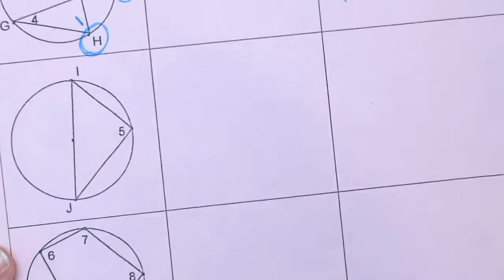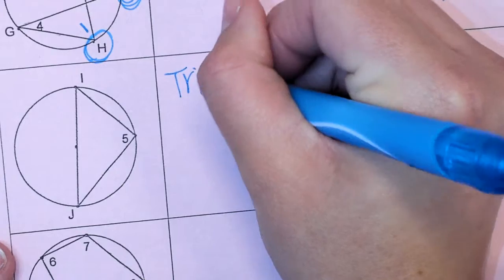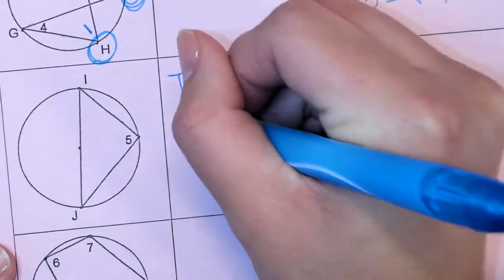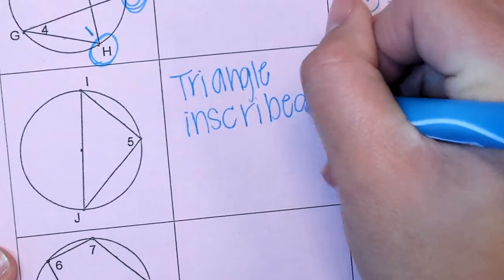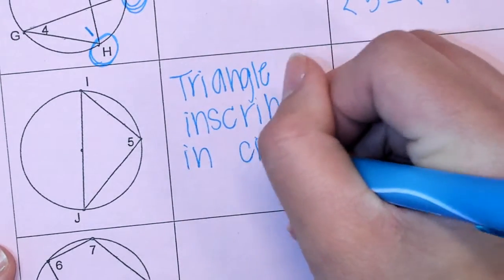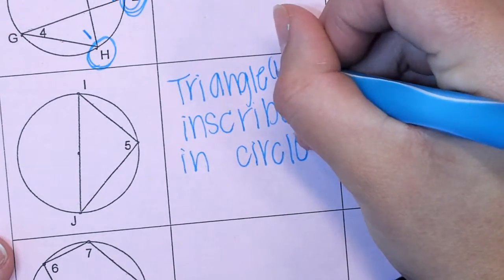Okay, so on your pink sheet, let's go fill in some important information. What's going on? What's happening? There is a triangle inside the circle. Triangle inscribed in circle. What kind of triangle? Right. It's a right triangle.